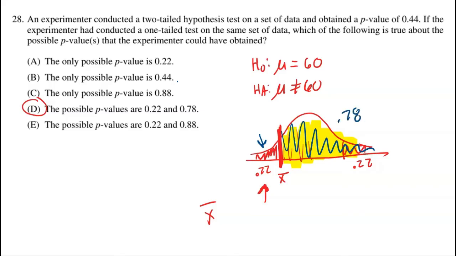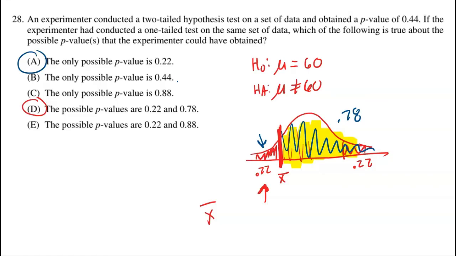Now, it would be strange to do a test where we have a value like that, but it's not out of the question. So it's kind of a weird question, and it stumped a lot of kids this year because most kids just jumped and said, oh, the answer is A, just cut that p-value in half and get 0.22. But again, we just don't know enough about our data.